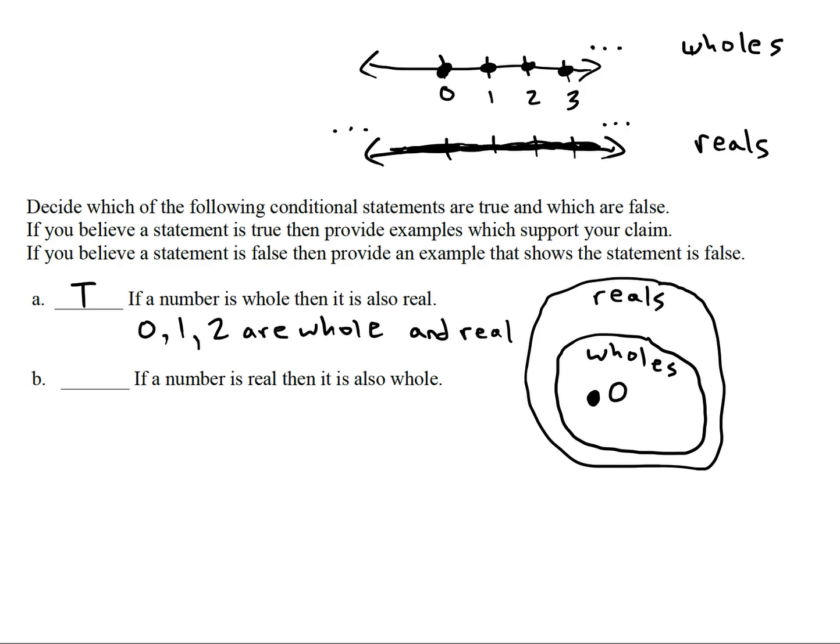But now, let's try the opposite here. If a number is real, then it is also whole. Can you think of a counterexample which would disprove that generalization? So think about it for a moment. All right, you may have guessed that the generalization is false, but we have to show evidence for why it's false. So can you think of a number that is real but not whole?